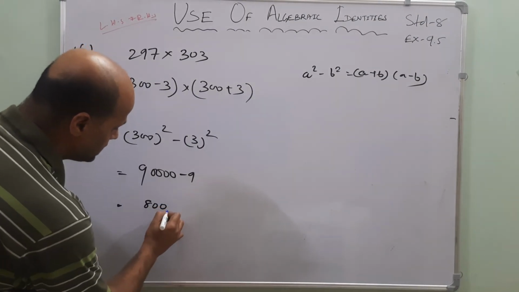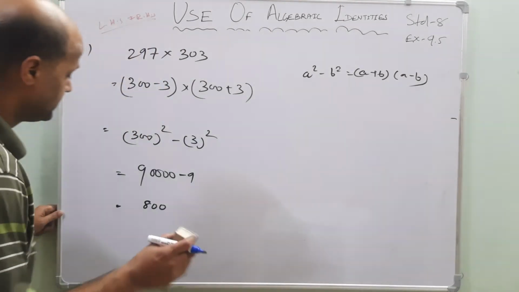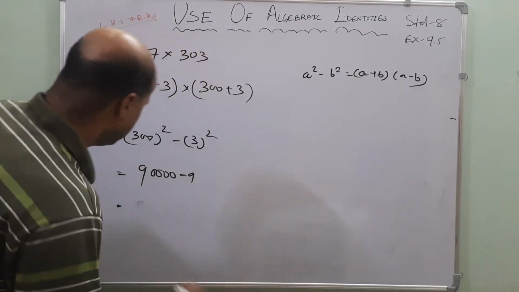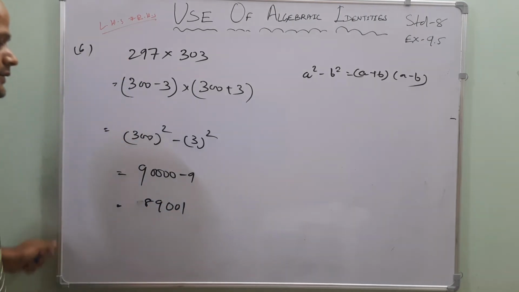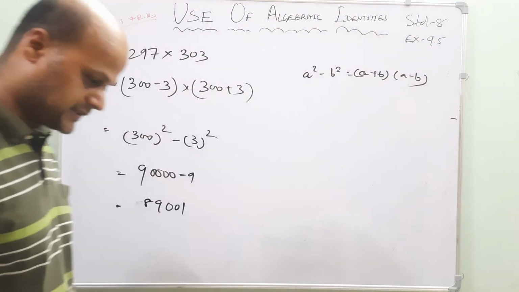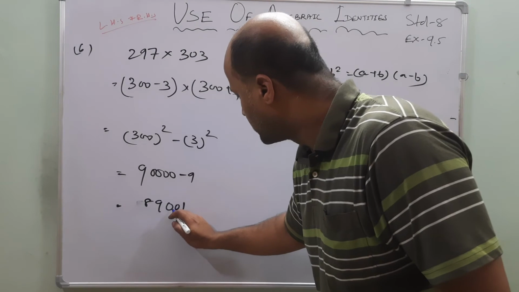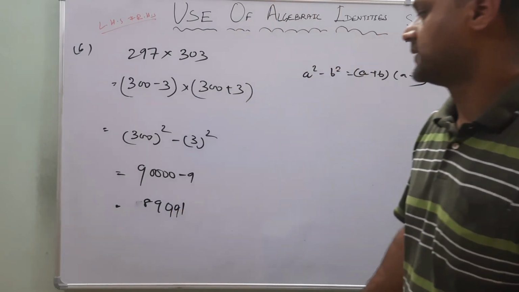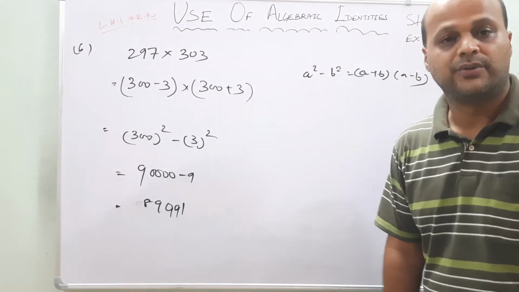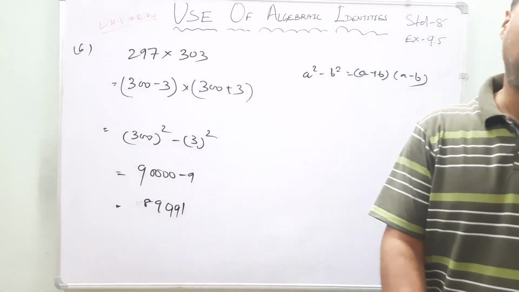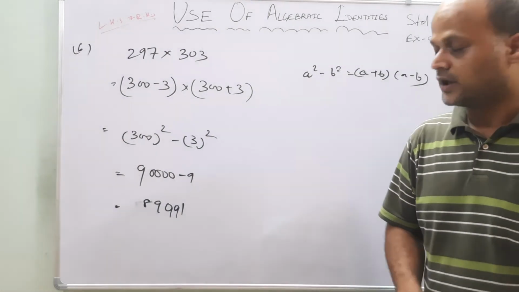90,000 minus 9, it is coming 89,991. Understood? This is the answer you will receive. 89,991 is the answer. Sorry for my mistakes. This is the answer you have to be getting. Understood, my dear friends? How easy it is, my dear friends? So, like this manner, you have to solve the questions.